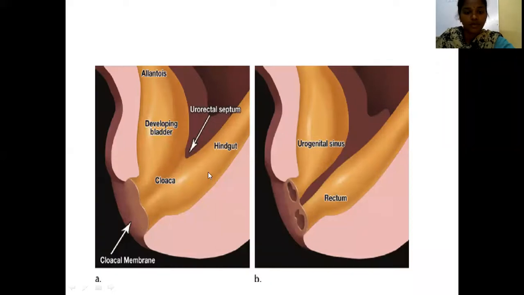In this picture, you will be able to appreciate the urorectal septum. This urorectal septum divides the cloaca, the single chamber, into the developing bladder or urinary system, genital system, and the hindgut. This is the anterior urogenital sinus and the posterior rectum. This is the cloacal membrane.